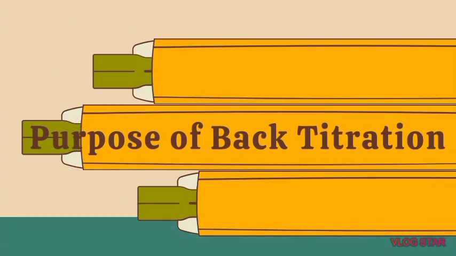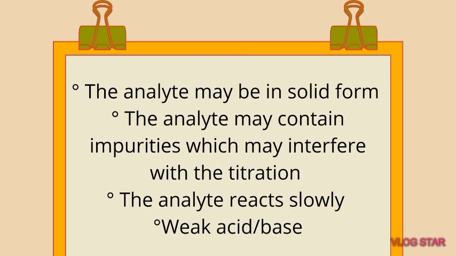Back titration is designed to resolve some of the problems encountered with forward or direct titration. Possible reasons for devising back titration techniques are: first, the analyte may be in solid form. Second, the analyte may contain impurities which may interfere with direct titrations. Third, the analyte reacts slowly with titrant in direct or forward titration.